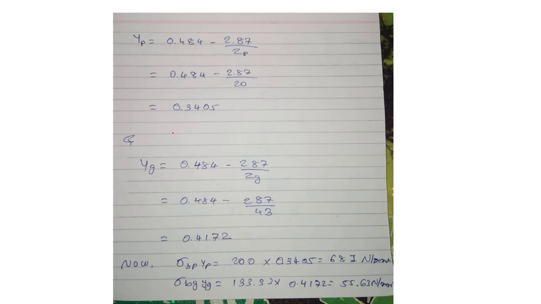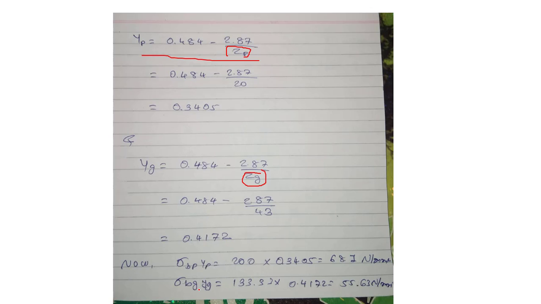So for that, the equation of YP is equal to 0.485 minus 2.87 by ZP. For pinion we are using ZP, and for gear we are using ZG. So from this equation we find Lewis form factor for the pinion is 0.3405, and putting in the equation for gear, YG is equal to 0.484 minus 2.87 by ZG. Here we know that ZG is equal to 43. We put it in this equation and we can find 0.4172.